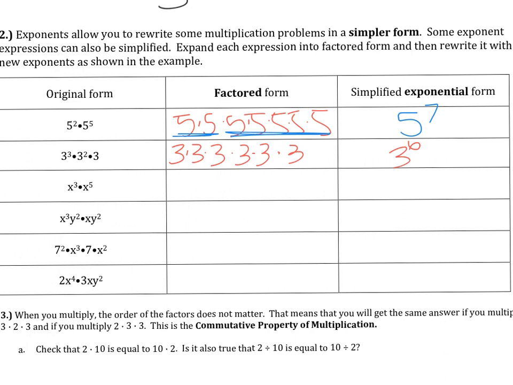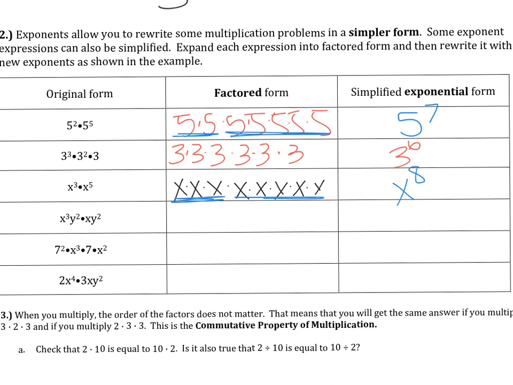Next example, x cubed times x to the 5th. So it's going to be x times x times x, and then x times x times x times x times x. So again, we have 3 x's for x cubed and 5 x's for x to the 5th. So we have a total of x to the 8th power. It's not showing up so well. It's x to the 8th.